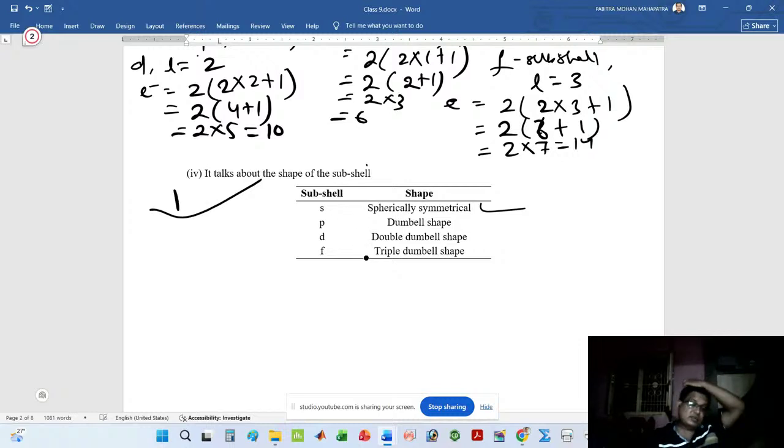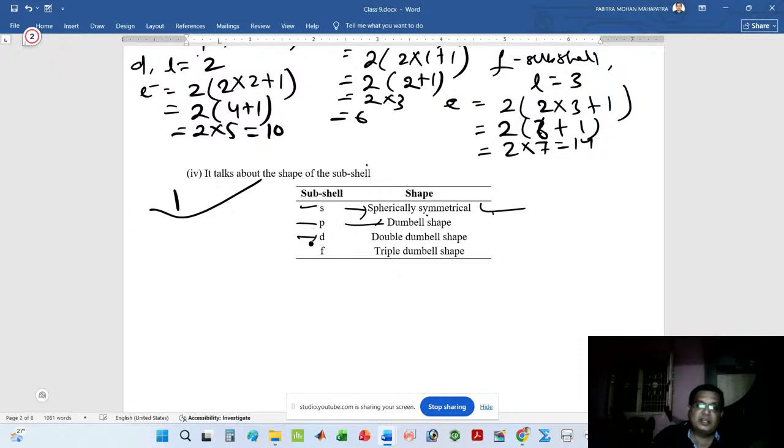In exam, a question will always ask what is the shape of S. You can write spherically symmetrical. When I teach you about the shape of orbital and subcell, then I will clearly explain the meaning of spherically symmetrical. But for this class, only remember S has the shape that is spherically symmetrical, P has the shape that is dumbbell shape.